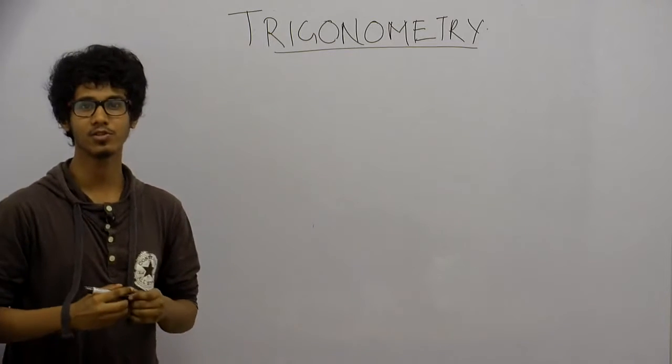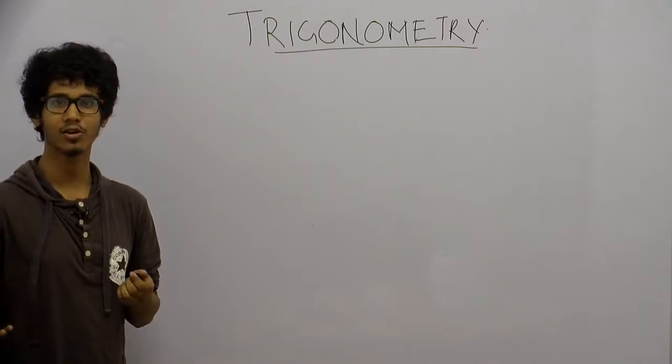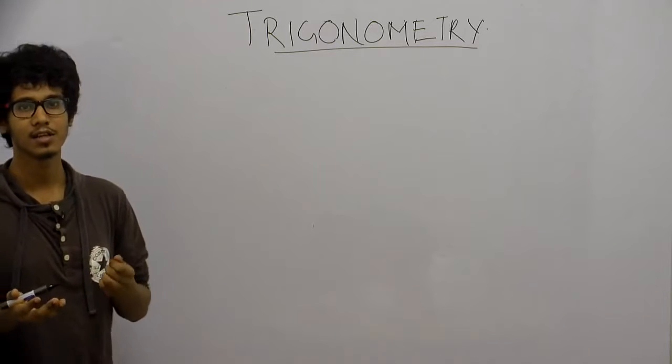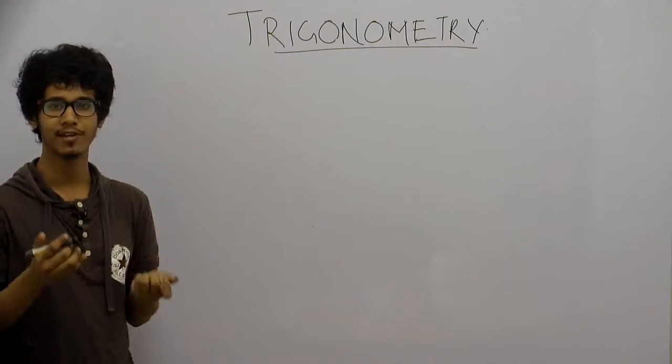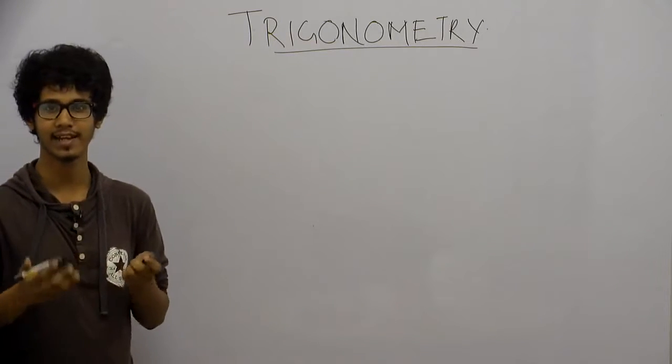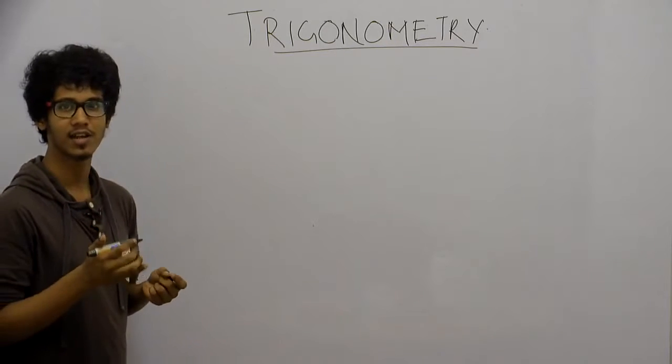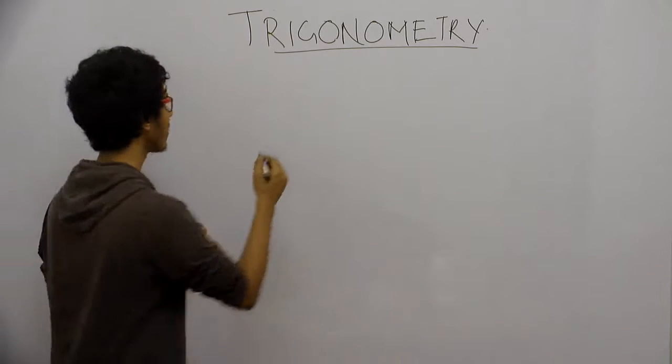The main things in trigonometry are sine, cos, tan and their inverses. These are basically the angles. I'll be defining them right now. Let's suppose a right angle triangle ABC with right angle at B.